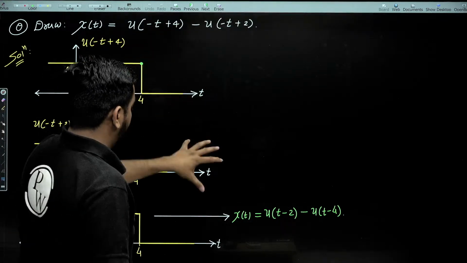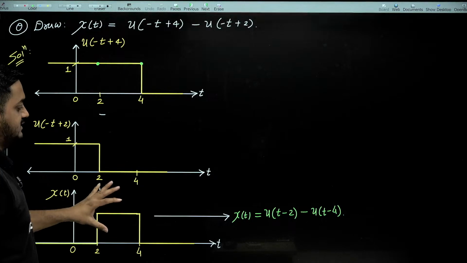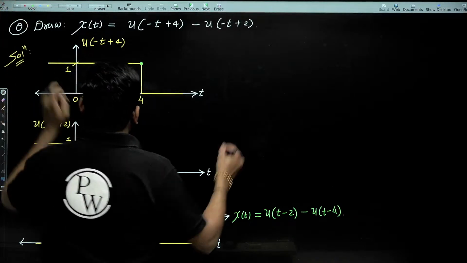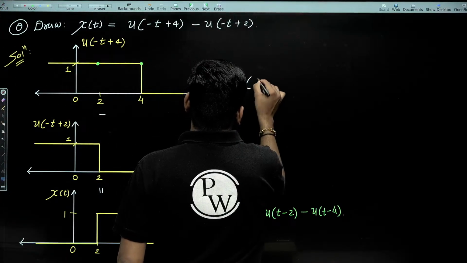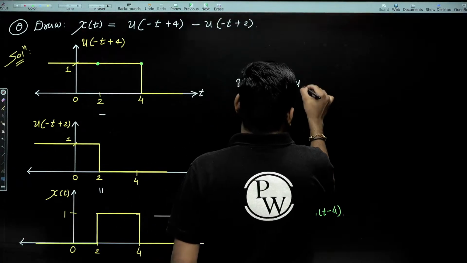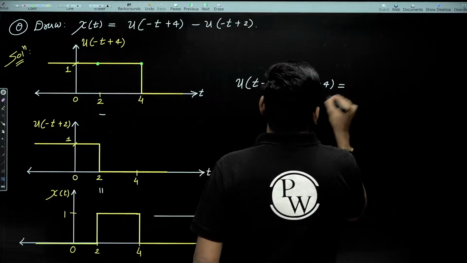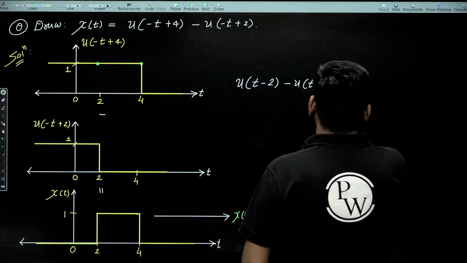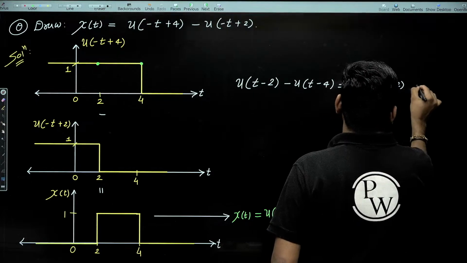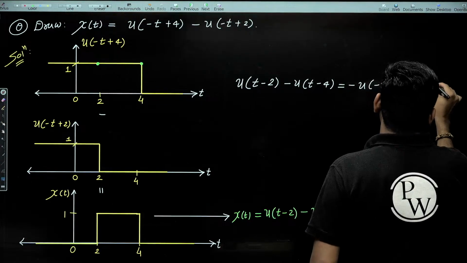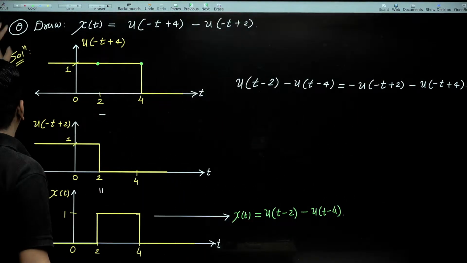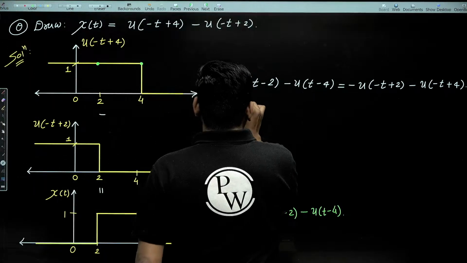So both graphical representations are the same, but mathematically both are different. So here the conclusion is what? u of t minus 2 minus u of t minus 4 is equal to minus u of minus t plus 2 minus u of minus t plus 4. Now see, what is the important observation from this question?